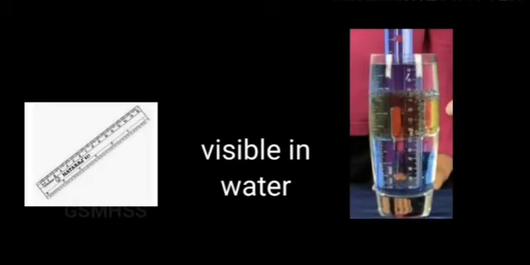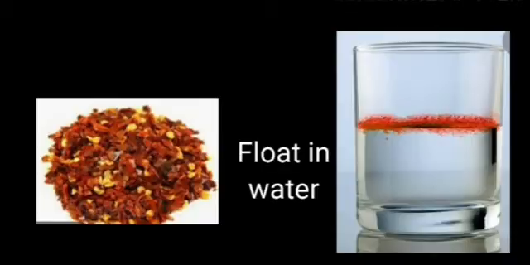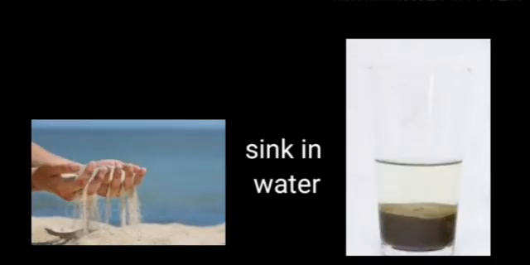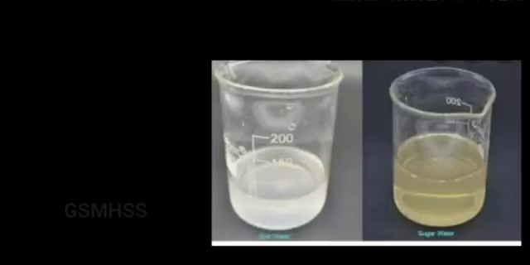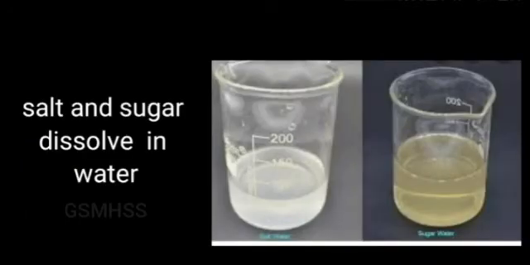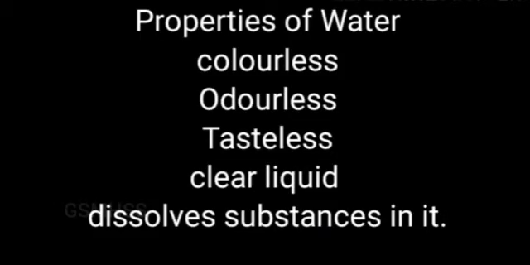Now first take a pencil and the ruler. These are visible in water, and I will take chili flakes. They float in water, and sand sinks in water, and I will take salt and sugar. These are dissolved in water. So the properties are: the water is colorless, odorless, and tasteless, and also it is a clear liquid, and some substances are dissolved in it.